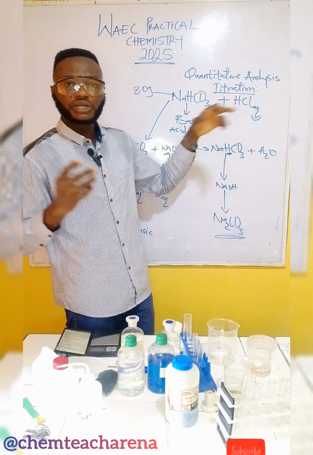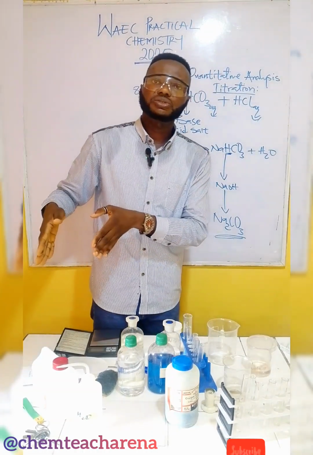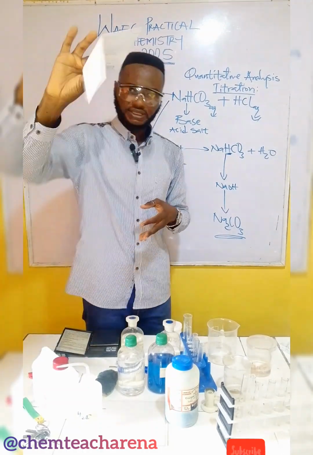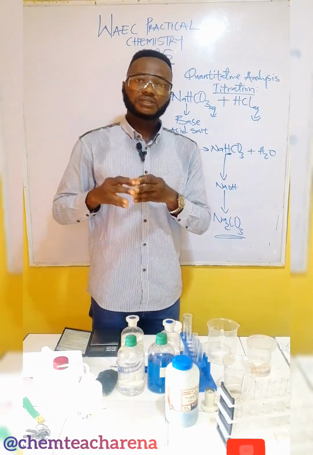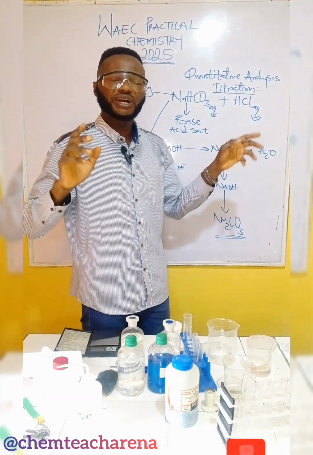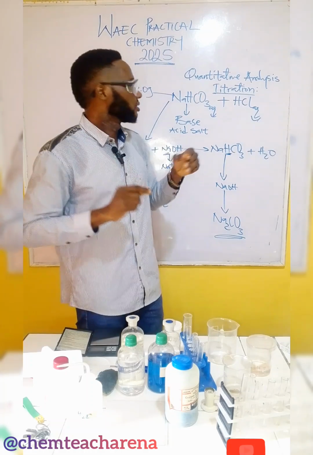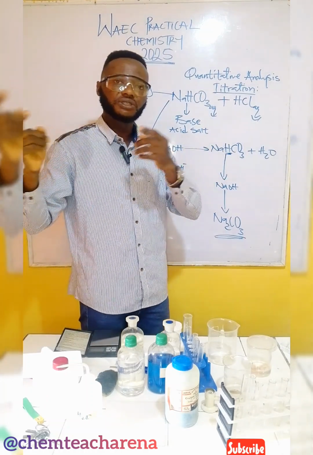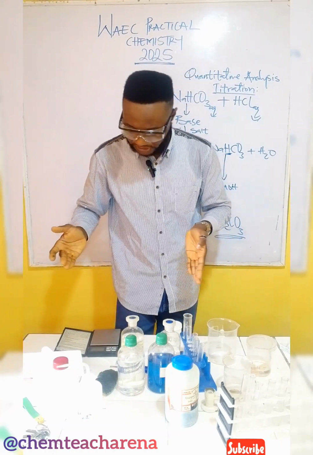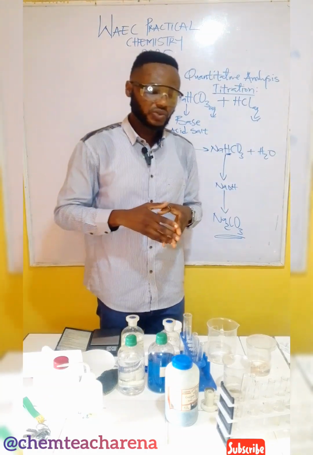Then for your hydrochloric acid, which is the solution A, how do you prepare it? If you check your instruction manual, your guide, the one WAEC sent to your school, you see that they say you should measure 8.6 cm cube of hydrochloric acid, concentrated hydrochloric acid, not diluted, concentrated. So you measure 8.6 of the concentrated using your measuring cylinder. I didn't bring it out. Okay, it's not here. I think it's somewhere.